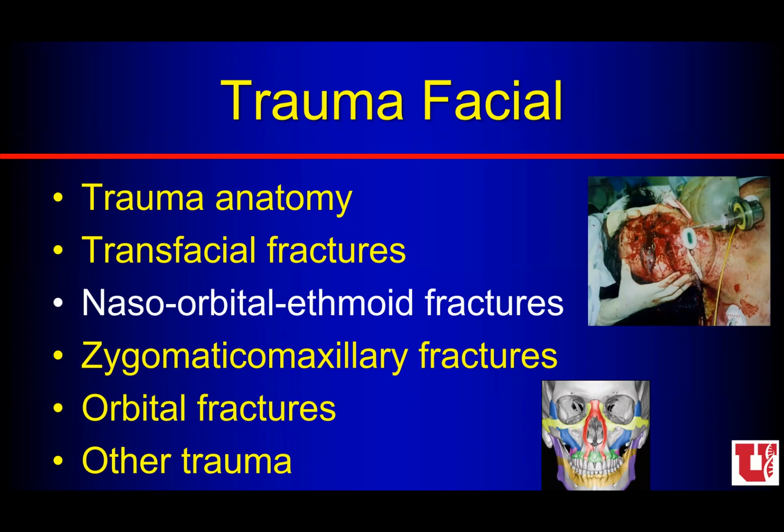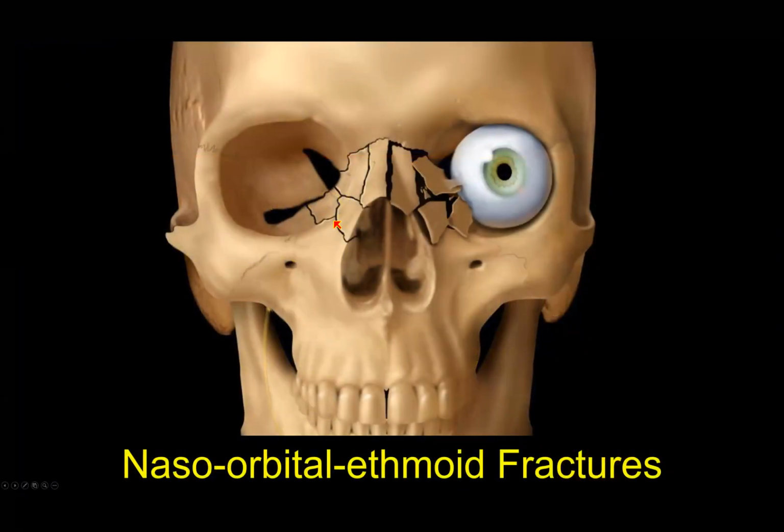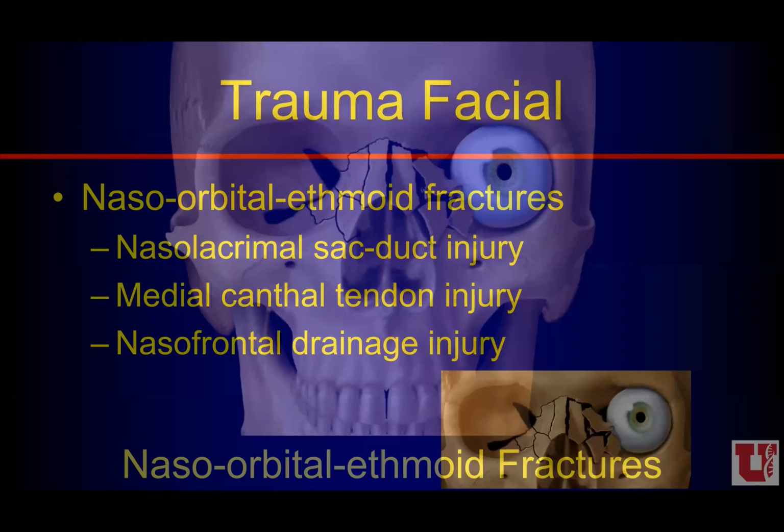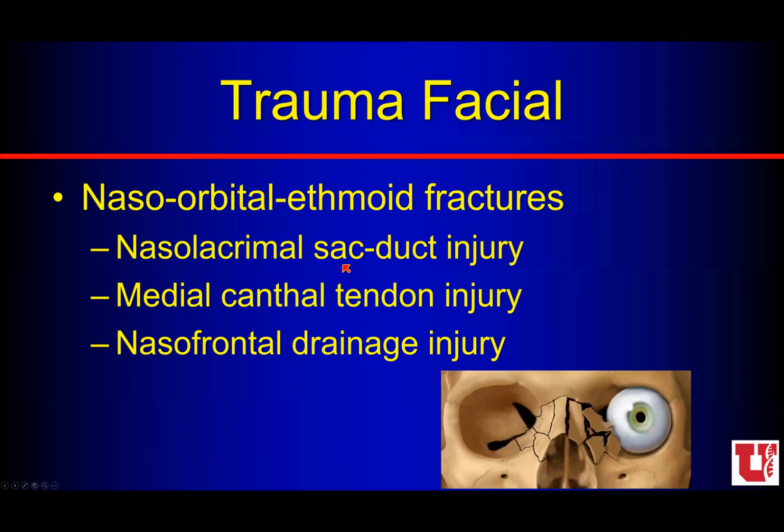So if we think about all the little bones that are between the orbits, that's the nasal orbital ethmoid fractures that may occur at that location. So we can have complications going both intracranially and towards the orbit with these small bones that may involve the important critical structures of the orbit at that level. So we look for nasolacrimal sac or duct injury. We look at the medial canthal tendon. We think about that little tendon going to the orbit possibly being involved, and the nasofrontal drainage, possibly being involved, of the nasofrontal duct draining the frontal sinus.